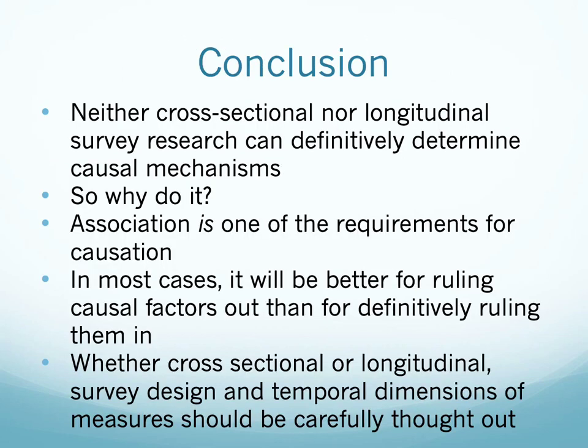In conclusion, neither cross-sectional nor longitudinal survey research can definitively determine causal mechanisms. So why do it at all? Is there even a role for it? Well, let's remember, association is one of the requirements for causation, and survey research is very good at demonstrating association. In most cases, though, it'll be better for ruling causal factors out than for definitively ruling them in. Factors that are ruled in can be the subject of future experimental research and other research that is stronger at demonstrating causal mechanisms. Also, whether cross-sectional or longitudinal, survey design and temporal dimensions should be carefully thought out in order to conduct the most accurate study possible.